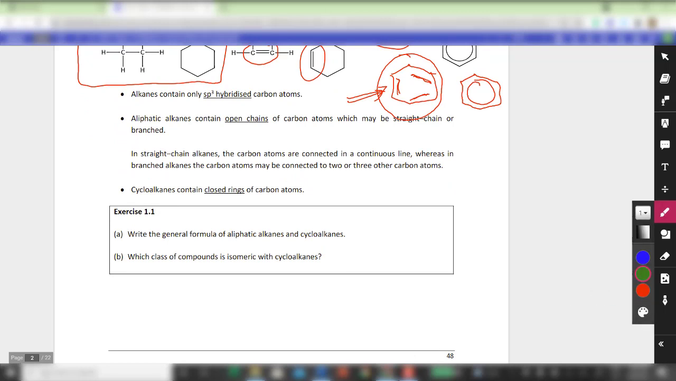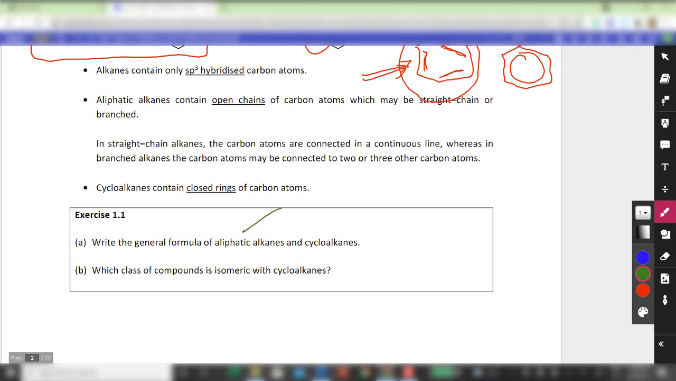You are supposed to write down the general formula for aliphatic alkanes. I think this probably needs no introduction. Straight chain alkanes have two tails with one additional H. So every carbon in the middle will have two H's. So in this case, we are looking at CnH2n+2.